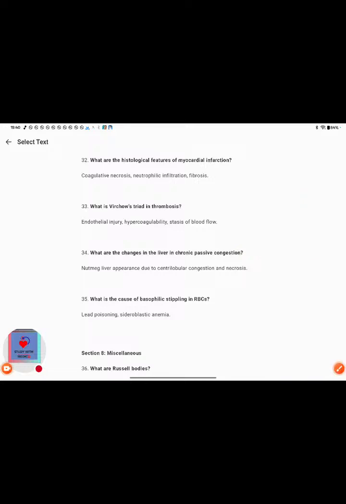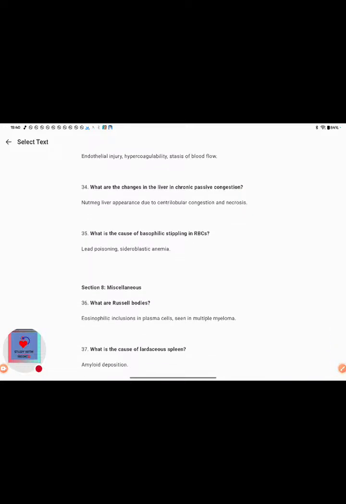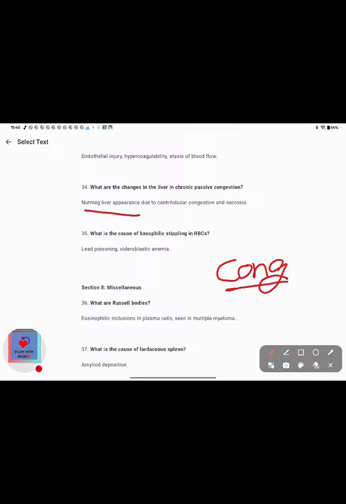Okay. What are the changes in the liver in chronic passive congestion? If chronic congestion is there, there is a nutmeg liver appearance due to centrilobular congestion and necrosis. There is a necrosis at the center, so it looks like a nutmeg liver. So nutmeg liver because of chronic congestion.